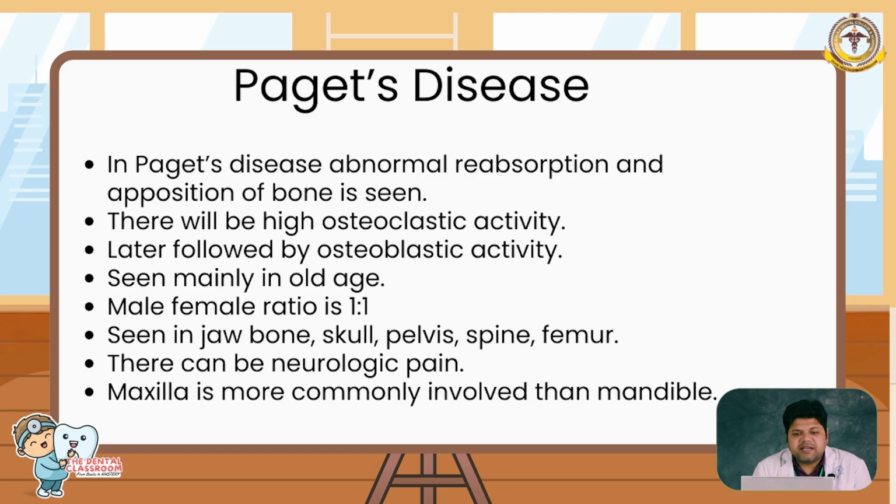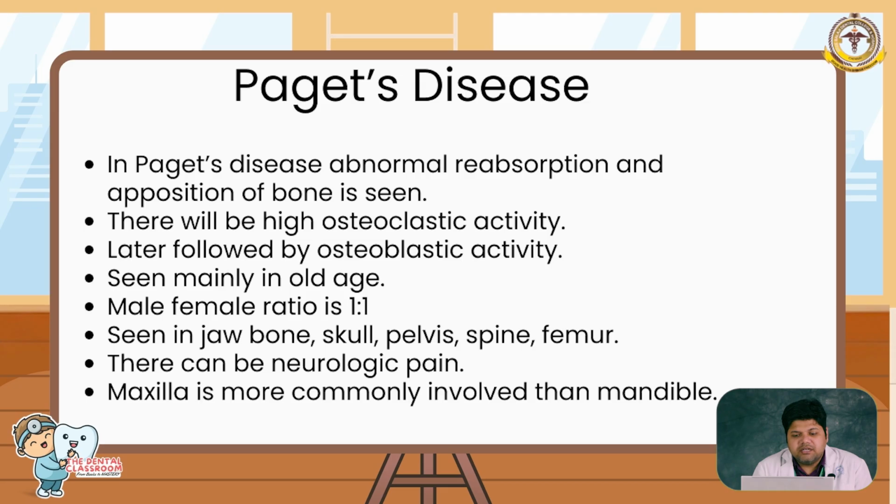Site is pelvis, spine, femur, skull and jaw bones. So here we are dealing with the jaw bones, and clinical features depend on the bone involved. Neurogenic pain due to impingement on foramina or tinnitus. Bowing of the legs can also be there, curvature of the spine can also be there, gait difficulties can be there, deafness, the need to buy bigger hats, and oral manifestations can also be there.